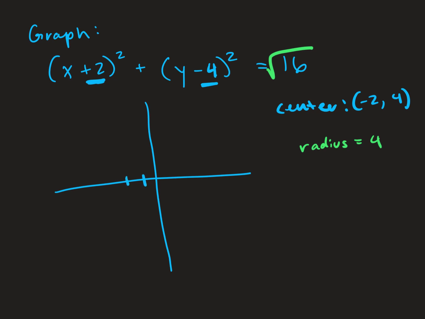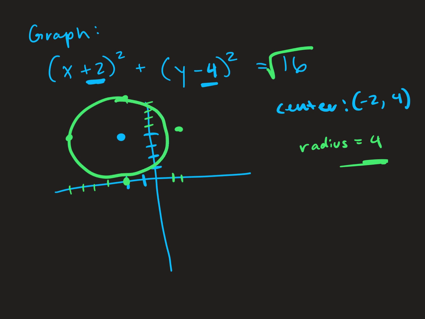We go to the left to -2 and up 4. And then to draw our radius, we just go 4 in every direction, because that's your radius. So you go up 4, down 4, to the right 4, to the left 4, and then draw your circle. You go 4 from the center.